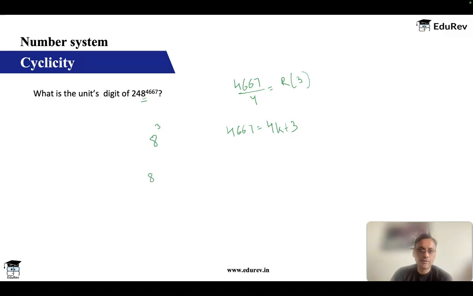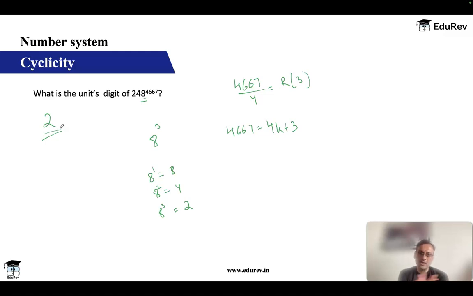Okay, so 8 to the power 1 is 8. 8 square is 64 or 4. Just write 4, okay, don't complicate it. And 8 cube will be 4 into 8, 32 or 2. So the answer is going to be 2. Right? You may not remember, so just check the powers. 8 to the power 1 is 8. 8 square is 64, so 4. 8 cube is 8 into 4, 32. So 2. So the answer would be 2 in such a case. Okay, very simple. That's how these questions will be done.